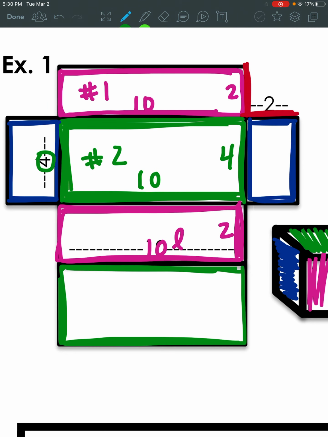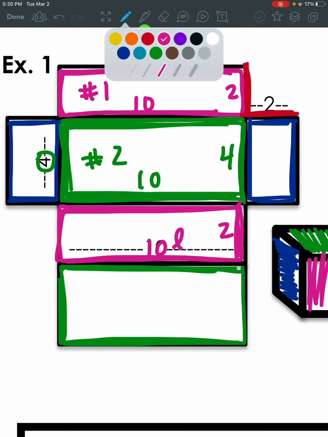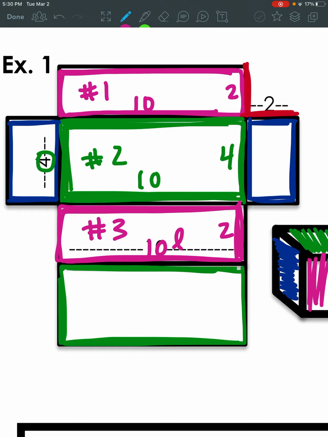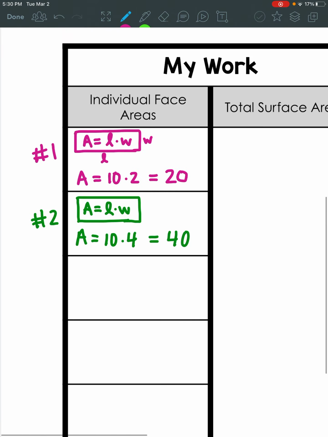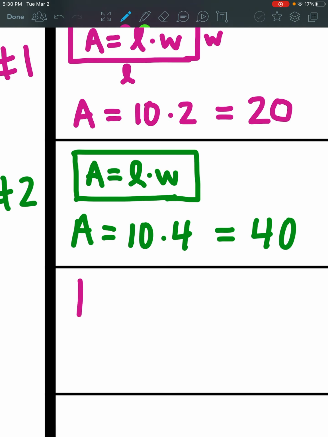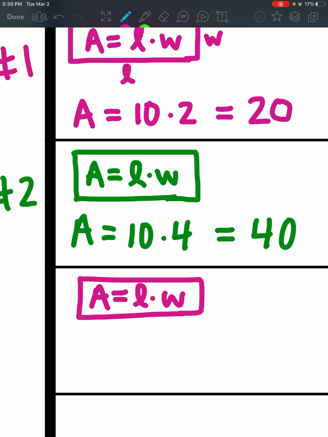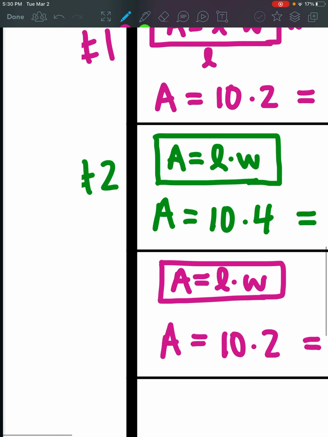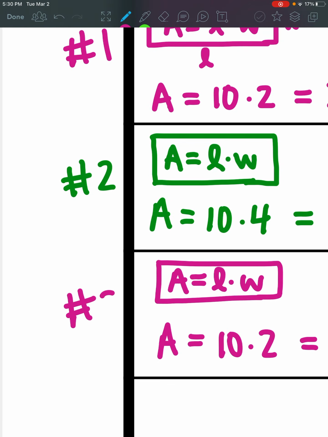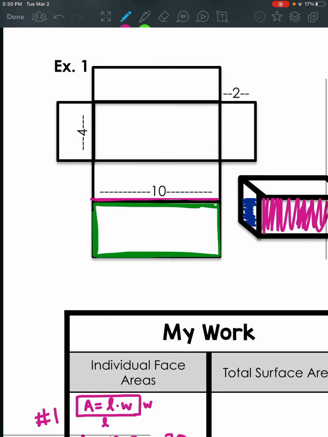Right? Then I'm going to just keep going down. So I'm going to go to that next pink one, which we already figured out, and we know it's the exact same as that first pink one. So we want to find the area, length times width. Well, it's the exact same. So 10 times 2, that next pink one is also an area of 20. So that's our third one.